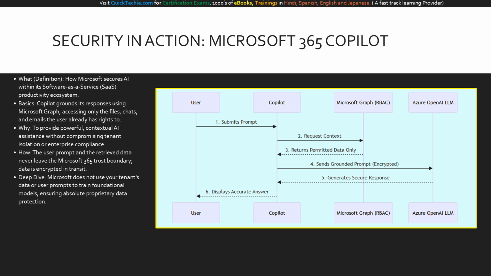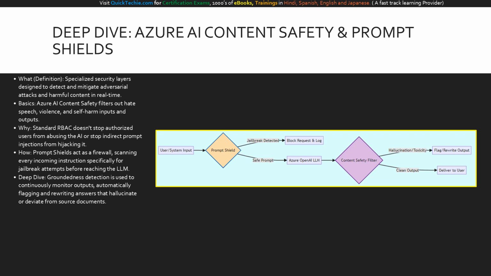Now, in Step 4, Copilot combines the prompt and the secure data and sends it to the Azure OpenAI LLM inside an encrypted, isolated boundary. In Step 5, the LLM processes the facts and generates a secure response. Finally, in Step 6, the user sees the answer. By visualizing this, we see that the LLM is isolated from the raw database. It only ever sees the specific, pre-approved documents handed to it by the Microsoft Graph, ensuring zero risk of broad data exposure.